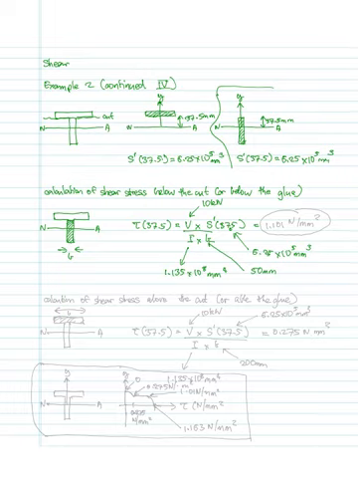So when we work out our stress just below the glue, we will get a value of the shear stress being 1.101 Newton per millimeter squared. Now we do our calculation of shear stress above the cut, or above the glue.